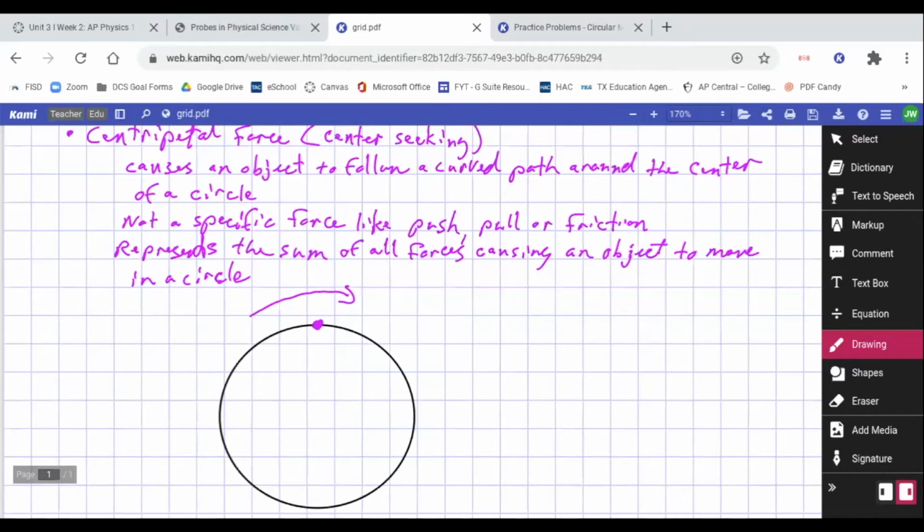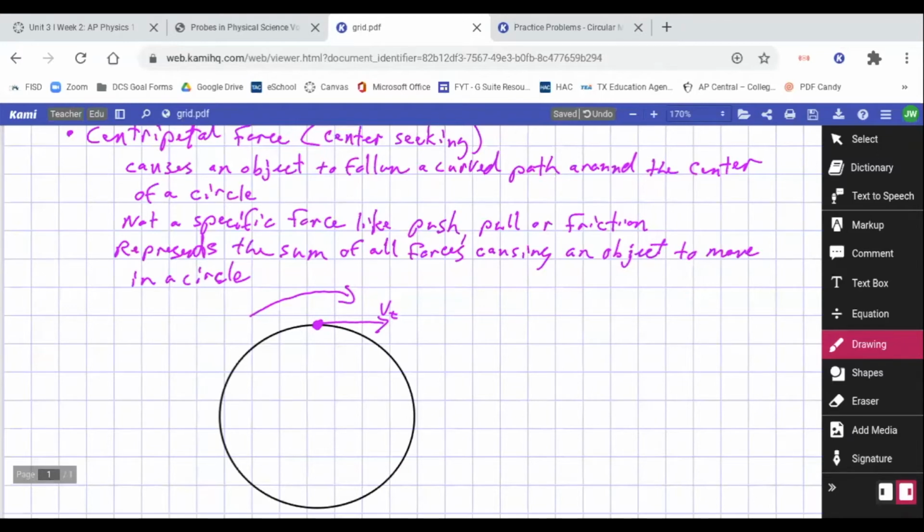As it's going around, the velocity vector is actually going to be tangential to the circle, a straight line. So this is velocity. I'm going to put a little t right here. So it's velocity v, with a little subscript t for tangential. The tangential velocity.